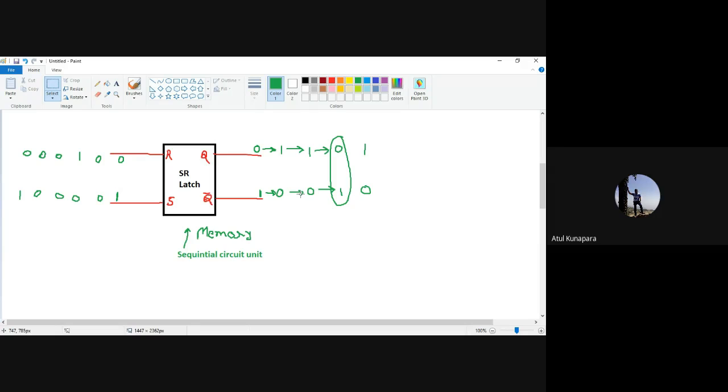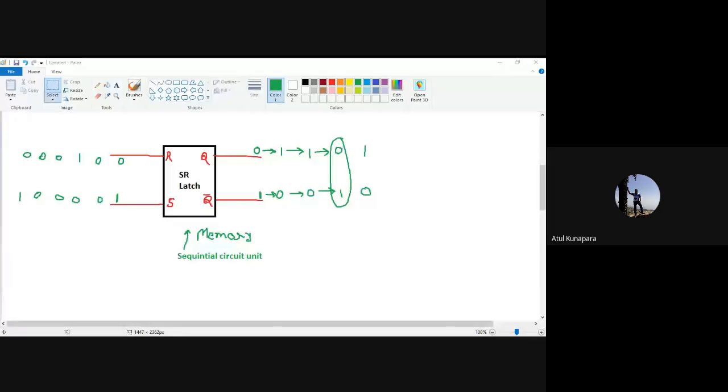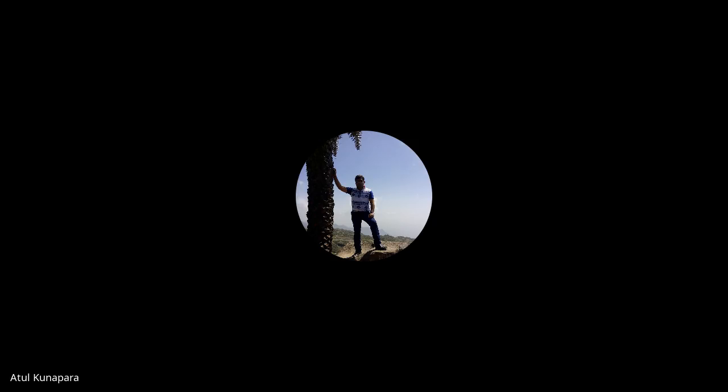Now the question is, how can we have this circuit? How can we develop this SR latch? For that we have to know the circuit of how this latch can be developed. This SR latch can be developed by using NOR logic gates, and it can also be developed with the help of NAND logic. So let us see one by one. First of all, let me take you to the circuit.